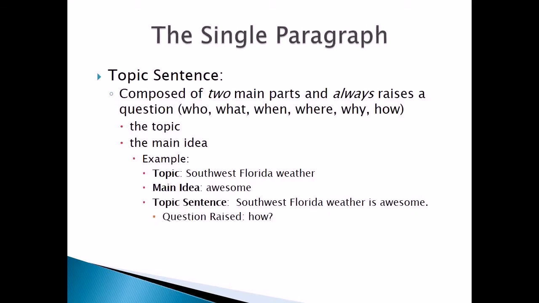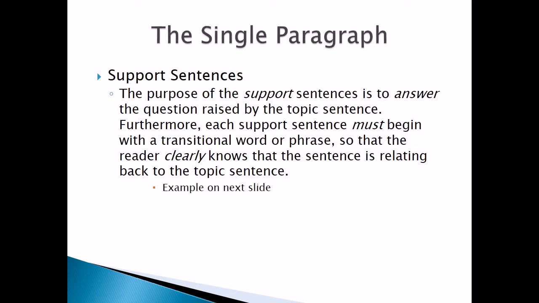A well-written paragraph begins with a well-constructed topic sentence. It is imperative to remember that the topic sentence should always contain the topic and main idea and be written within a well-constructed complete sentence. In addition, the writer should make sure that the topic sentence causes the reader to ask a question: the who, what, when, where, why, or how. If the sentence does not raise a question, then the writer needs to rewrite the sentence so that it does. Remember, the topic sentence raises a question for the reader.